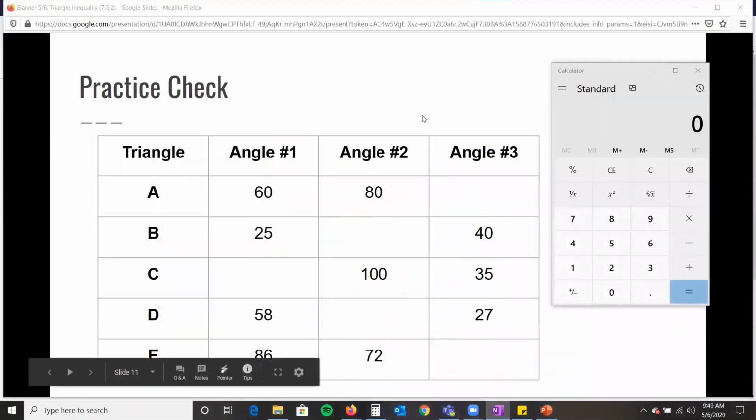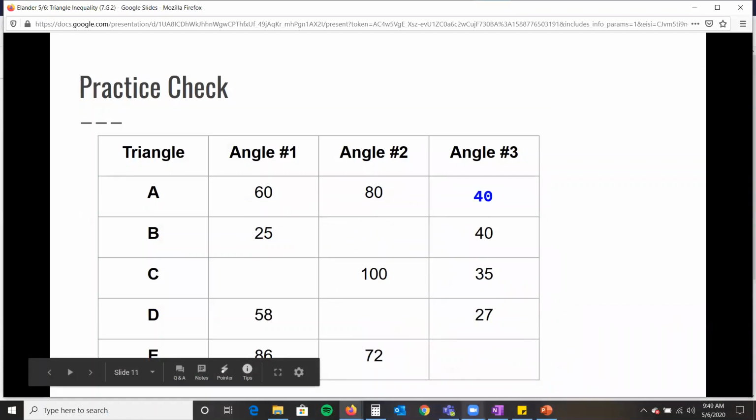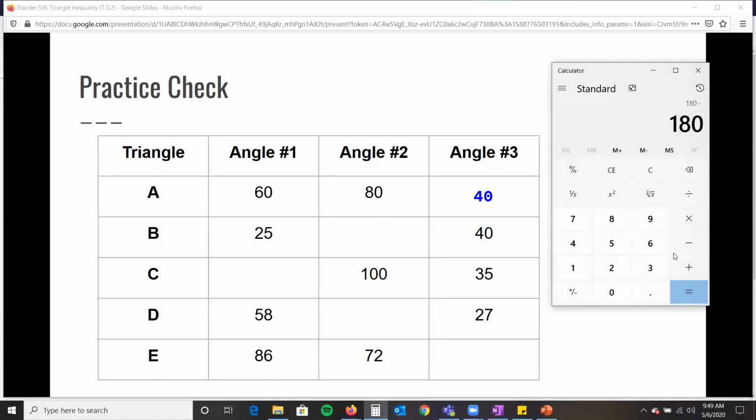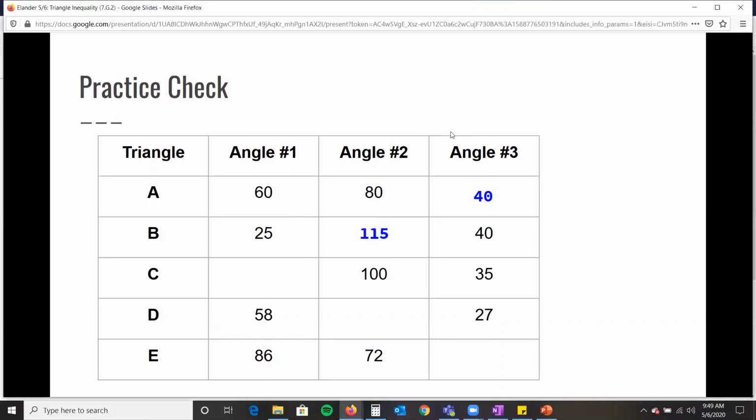All right, so let's go back to our page. Hopefully you got 40 for angle 3. And for these other ones, what I can do is just say 180, because I know that's the total, minus 25, minus 40 equals 115 is the leftover, so that's going to be what my third angle is to make 180. So that would be 115.